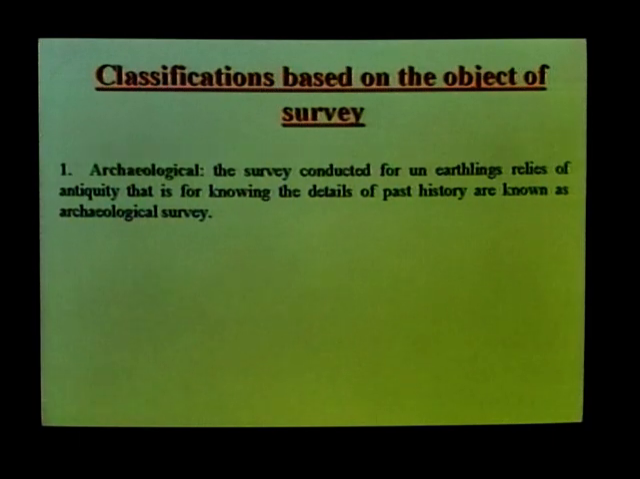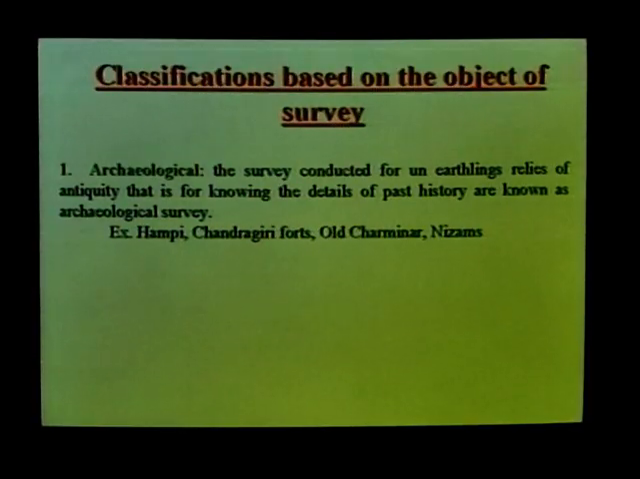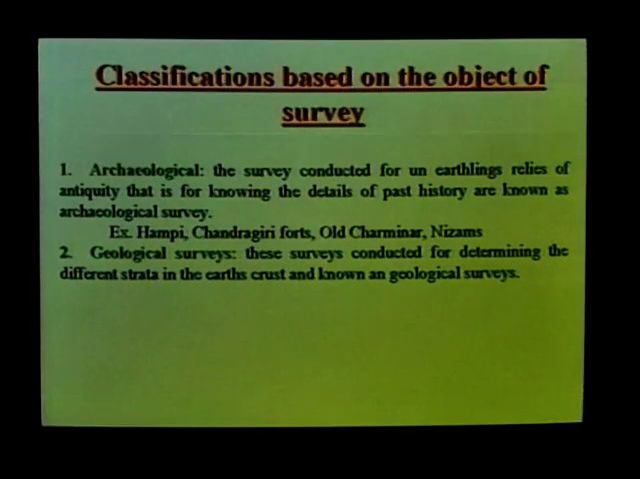Classification based on the objects of survey. One is archaeological survey. The survey conducted for unearthing relics of antiquity, that is, for knowing the details of past history, is known as archaeological survey. For example, take Hampi and Chandragiri Fort and old Charminars, buildings and Nizams and others.